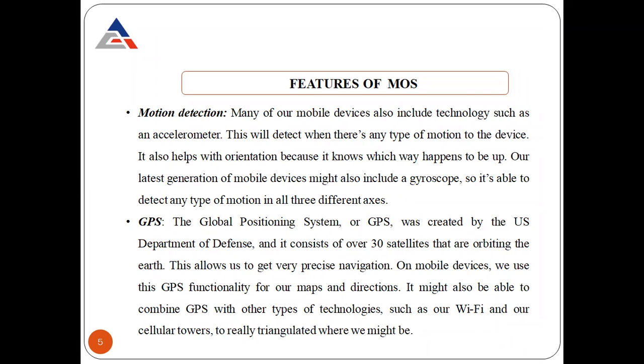Next, the Global Positioning System, GPS, is a very important part of the mobile phone and of everyone's current life. The GPS was created by the US Department of Defense. It consists of over 30 satellites that are orbiting the Earth. This allows us to get very precise navigation on mobile devices. We use the GPS function for our maps and directions. It might also be combined with other types of technology such as Wi-Fi and our cellular towers.